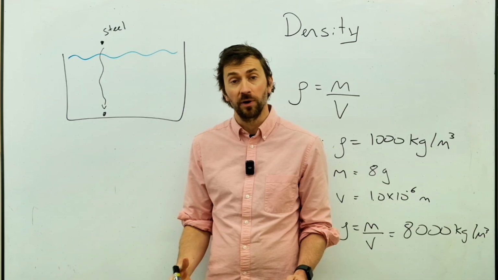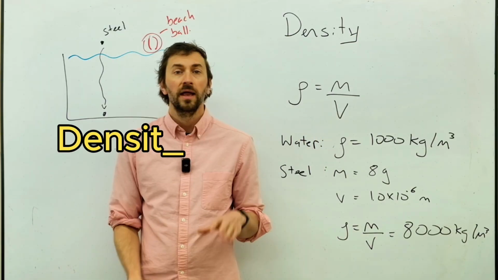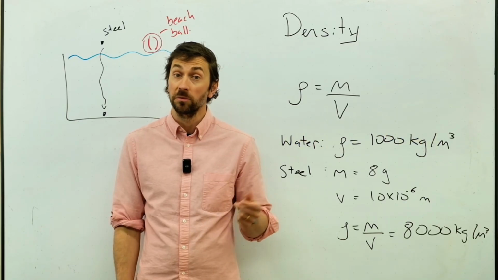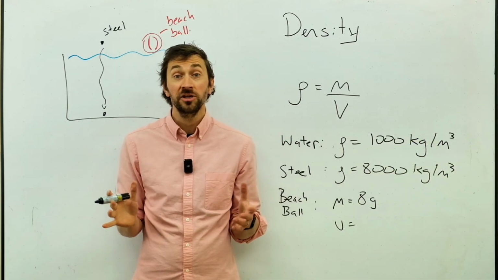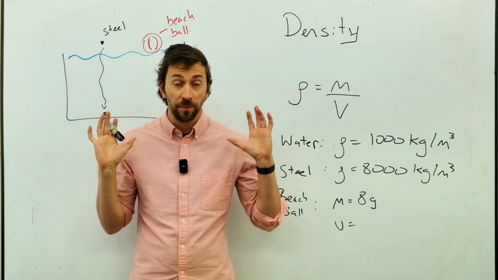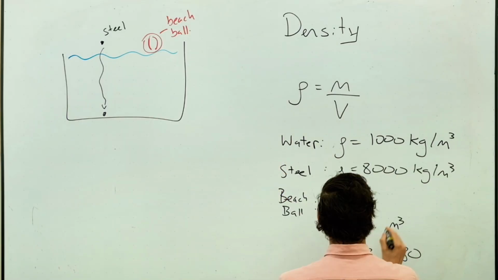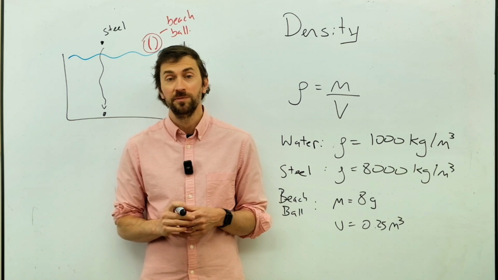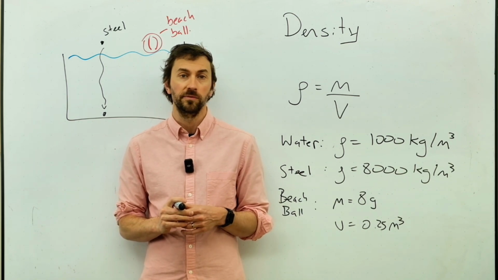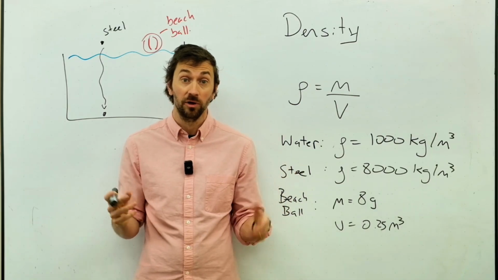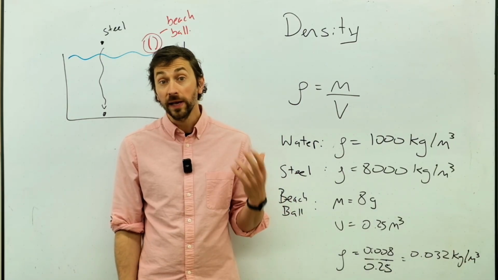Now what about the beach ball? It's going to float. Now let's say we also measure the mass and calculate the volume of the beach ball. So let's imagine, for the sake of this example, that the beach ball has the same mass, say 8 grams. Let's imagine when we measure the volume of the beach ball, we get 0.25 meters cubed. So what's the density going to be? It's going to be much smaller. Wow, that number is way smaller.